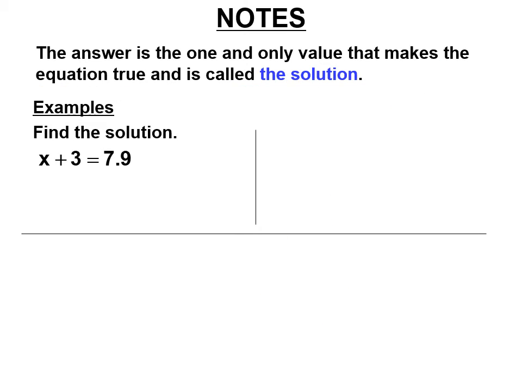The answer is the one and only value that makes the equation true, right? It's the one and only number that will fill in the blank, and that's called the solution. So if the instructions say find the solution or solve, that is the same thing, asked two different ways, right? You're finding the answer. So we're subtracting 3. Now hopefully we realize that 3 goes under the 7, right? Because we are lining up our decimal points for adding and subtracting, and the answer here, the solution, is 4.9.